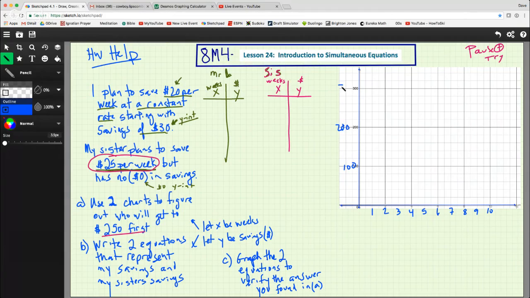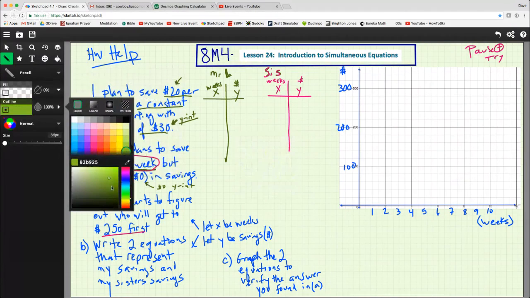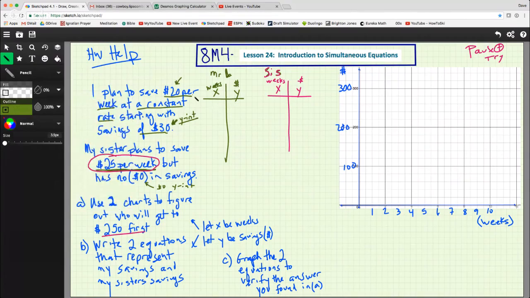Okay, I assume you're back now. And this is going to be in dollars, and this is going to be in weeks. So how does Mr. Lipscomb's savings go? Well, Mr. Lipscomb's savings go like this. At week 0, we start with $30. That's also our y-intercept, which makes sense, 0, 30. So we're going to come right here to 0, 30. I'm just going to put this point on the graph to get you started.